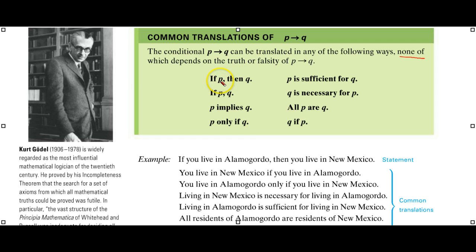So the most common, if P, then Q. We said we could use P is sufficient for Q. If P, Q, Q is necessary for P. P implies Q, all P are Q. P only if Q. Q if P. And again, as I read it, I'm trying to think of examples and things a little more clear, but we're going to look at some examples now.